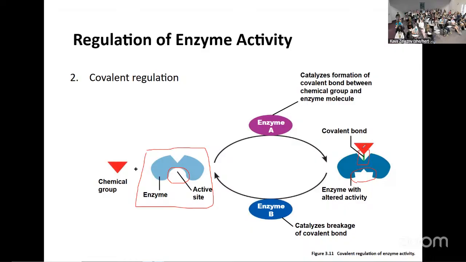So this is more useful when we want to change the long-term activity of an enzyme. This is more of a permanent change. We can delete it with an additional enzyme, but until we break that bond, it's going to stay there, stay attached to our enzyme, stay changing its activity.